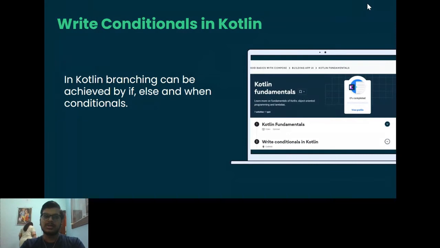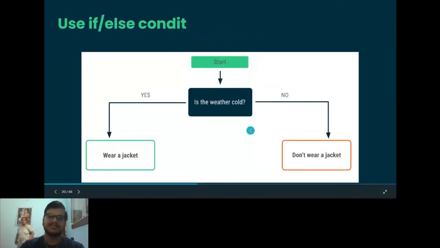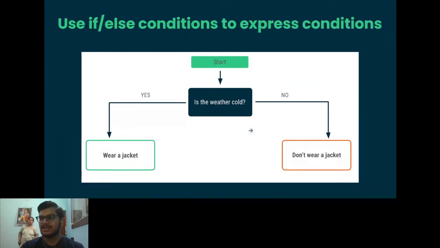Now we will learn about conditionals in Kotlin. It is just like we always encounter multiple events in our life. For example, it is raining today and you want to go out and play with your friends. If it is raining, you need to wear a raincoat. If it is not, then you are perfectly fine. You can go out and play with your friends. But we need to consider the conditions.